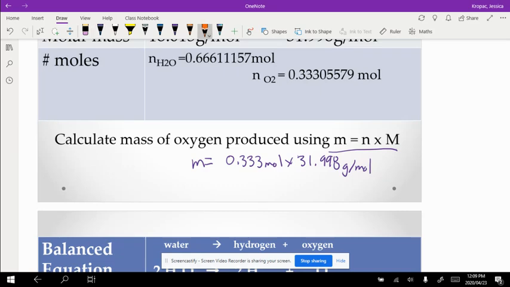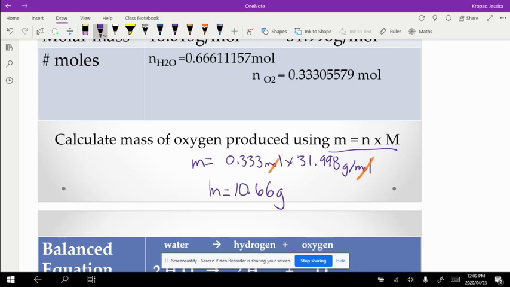Again, if we're doing this correctly, our units are going to cancel out. So this mole is going to cancel out. This mole is going to cancel out. And I'm going to find that I have, so close, keeping you in suspense here. I'm going to find if I plug that into my calculator, I'm going to end up with 10.66 grams. I'm going to go ahead and round this.